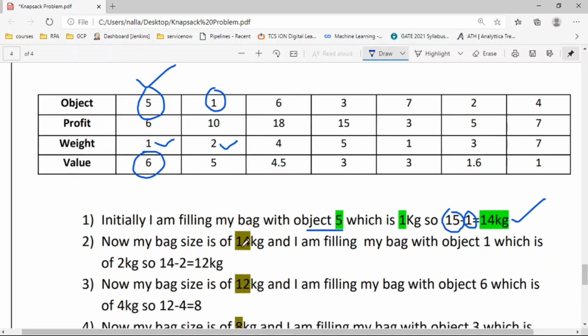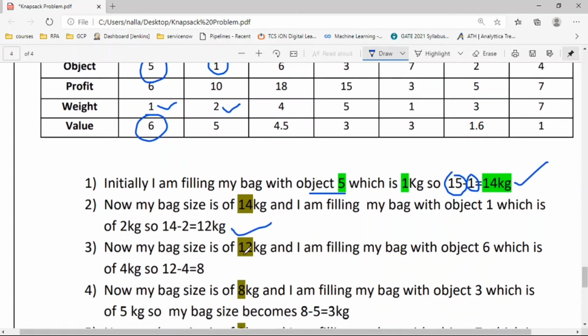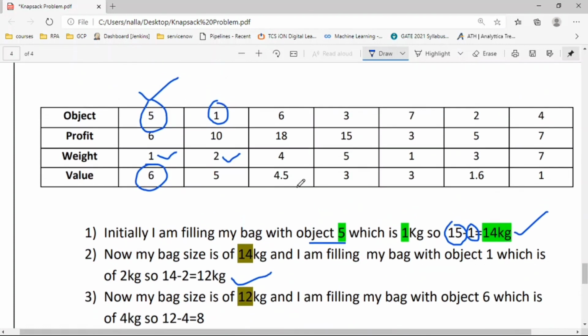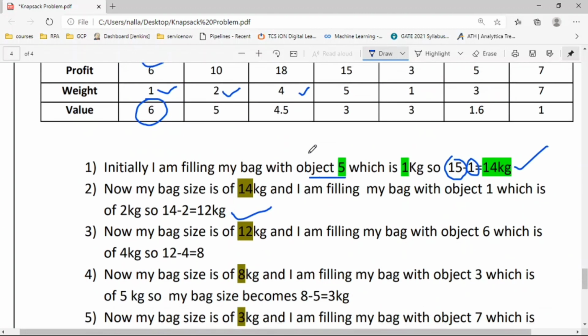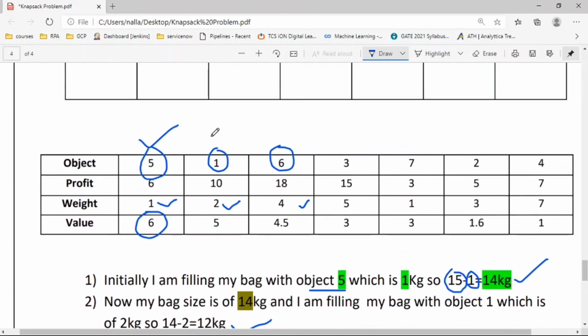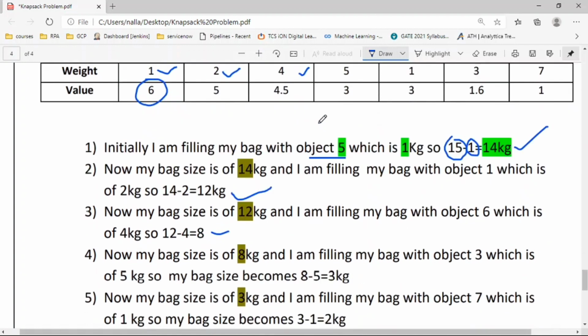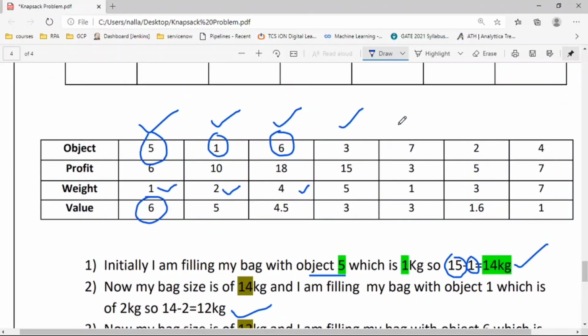So I can fill my bag with object 1, so the bag weight becomes 12 kgs. Then the bag has 12 kgs and I'm filling it with object 6, which weighs 4 kgs. So there is a space: 12 minus 4, 8. So by these 3 steps I filled object 1 and object 6 and there is space, so I'm going to fill object 3 and object 7. So I filled object 3 and object 7.